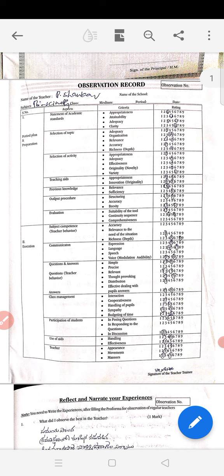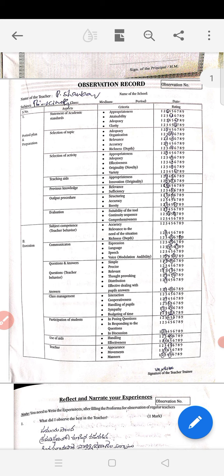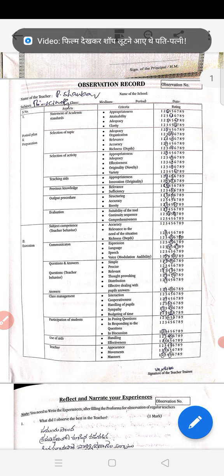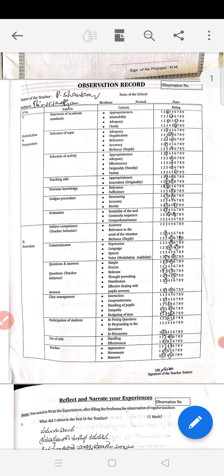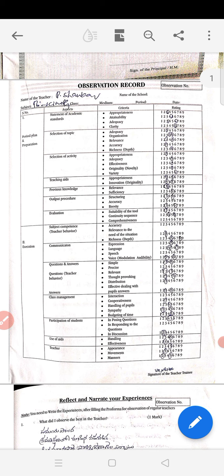Next, selection of activity. In the period plan, what activity is there? Whether that activity is appropriate to the class or not. Whether that activity is adequate for the students in the class or not. Whether that activity is effective or not. Whether originality is there in that activity or not. Whether novelty is there or not.